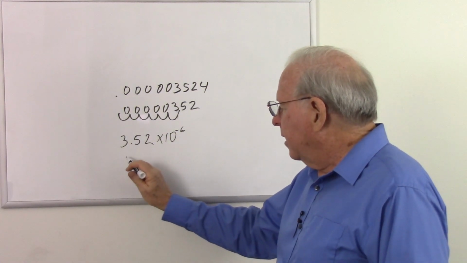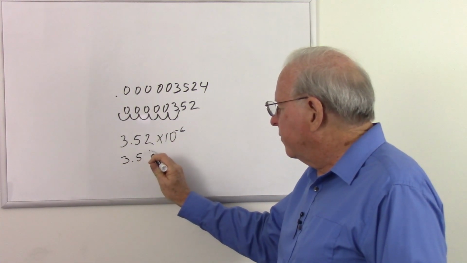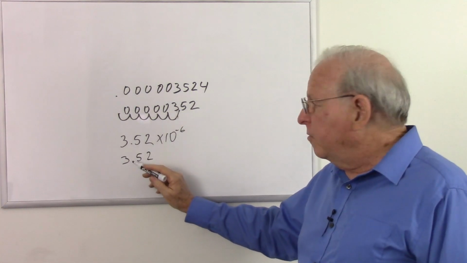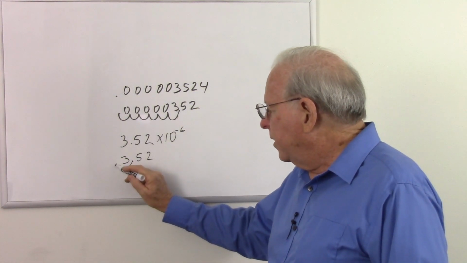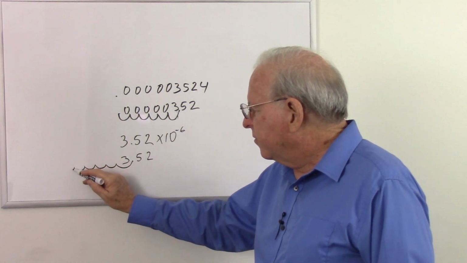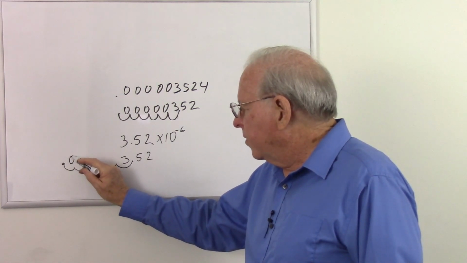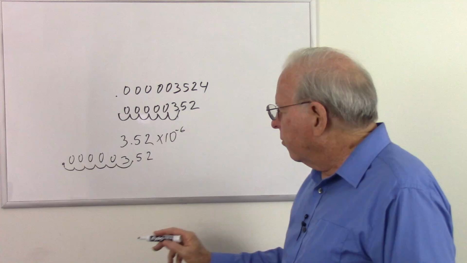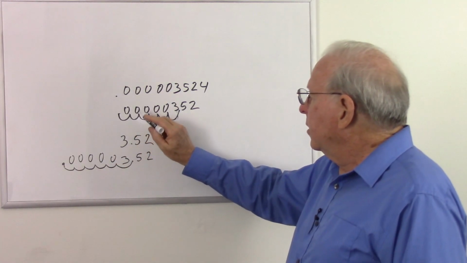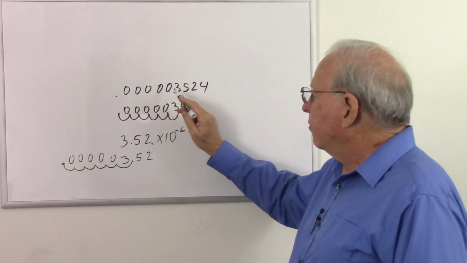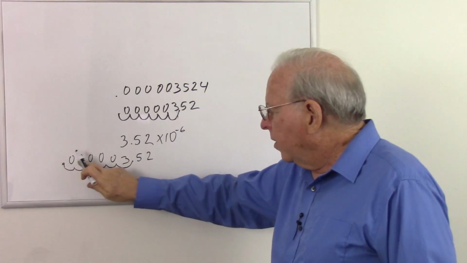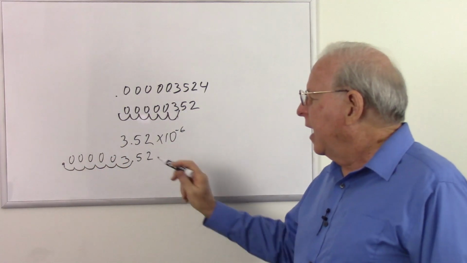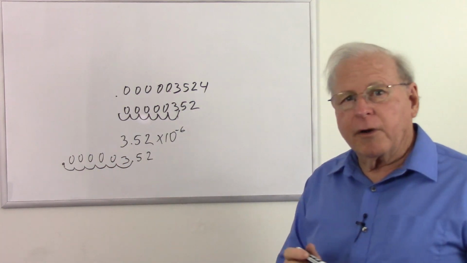So let's recreate that number. That's 3.52. And how many times would we move that decimal point? 6 times. 1, 2, 3, 4, 5, 6. Put it right there. 1, 2, 3, 4, 5 zeros, 6 places total. And we got back to our original 0.0000352, and got back to our original number.